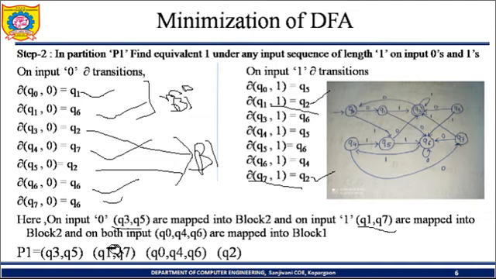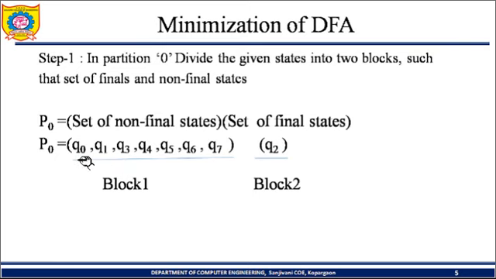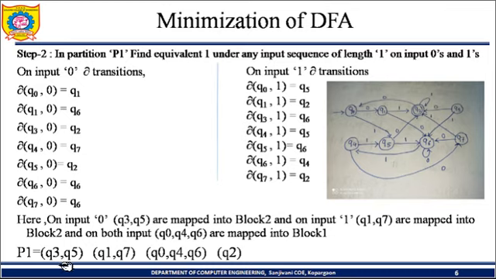So that's why block 1 from partition P0 is going to be divided into a number of blocks such that Q3, Q5 are in one block, Q1, Q7 are in another block, and the remaining states Q0, Q4, Q6 are in another block, and Q2 is already in a different block. That's why in P1 we get a total of 4 blocks. The first block consists of Q3, 5, the second block consists of Q1, Q7, the third block consists of Q0, Q4, Q6 and the fourth block consists of Q2.